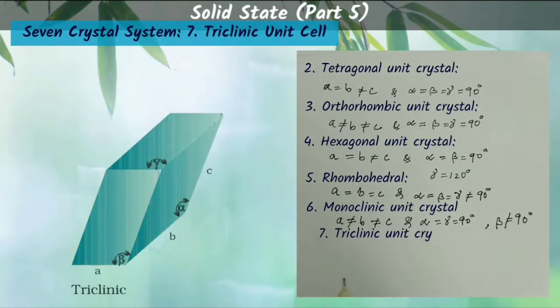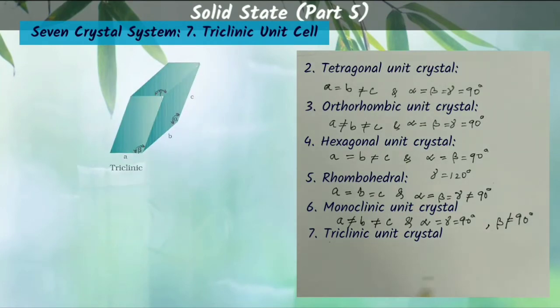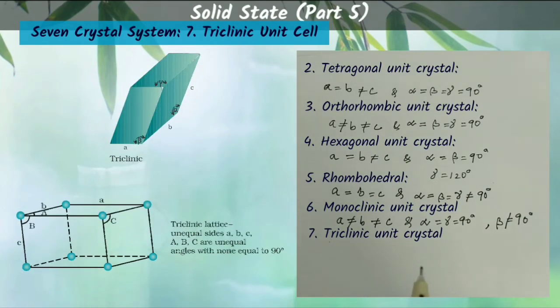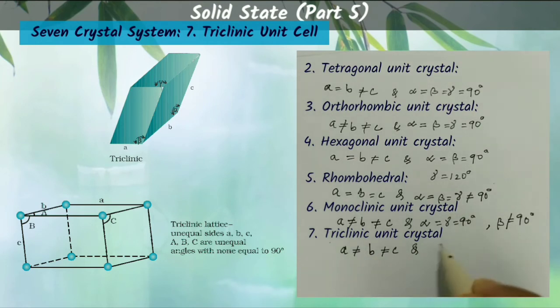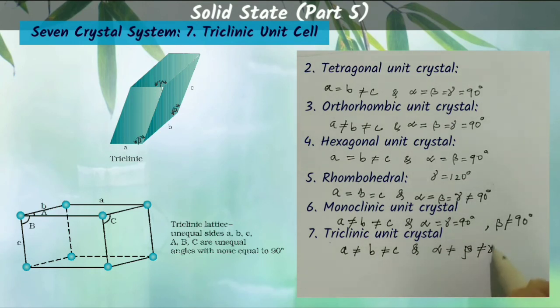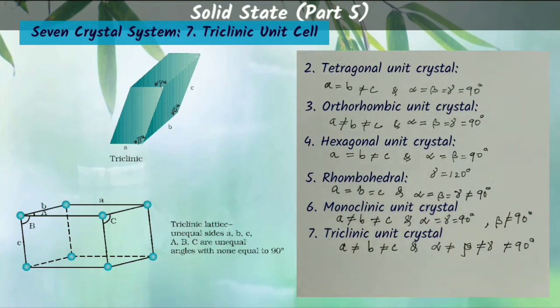The last one is the triclinic unit cell, which exhibits only the primitive Bravais lattice, in which a ≠ b ≠ c, and alpha ≠ beta ≠ gamma, and none of them equal to 90 degrees. That means the alpha, beta, and gamma values are not equal to 90 degrees.